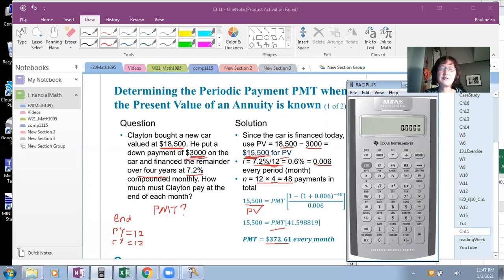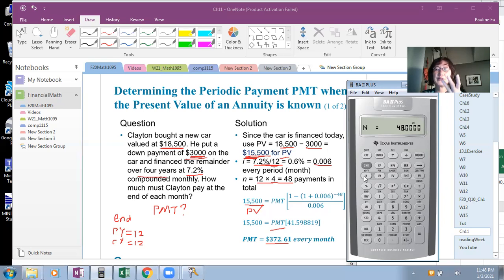Now enter the present value, 15,500. And this is the present value. In order to get a positive PMT, you need to enter a negative number here. If you don't, it doesn't matter, you come up with a negative PMT. Okay. So this is PV, present value. 7.2 is the interest. 48 is term N.